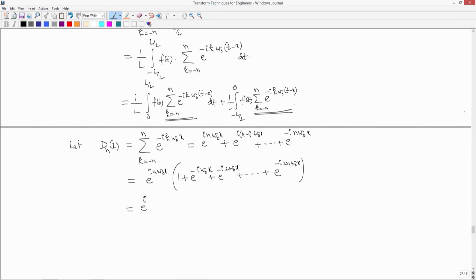So, you can write that sum with a as 1, into 1 minus r to the power 2n plus 1, where r is e power minus i omega naught x. So, n is 2n here, and n plus 1 is 2n plus 1, divided by 1 minus e power minus i omega naught x. That is what it is.